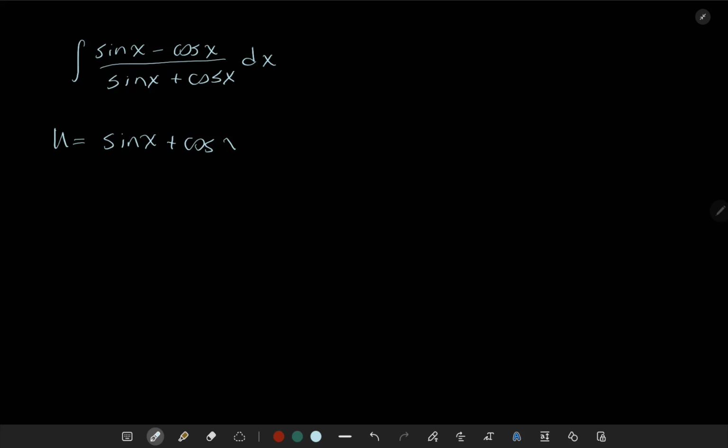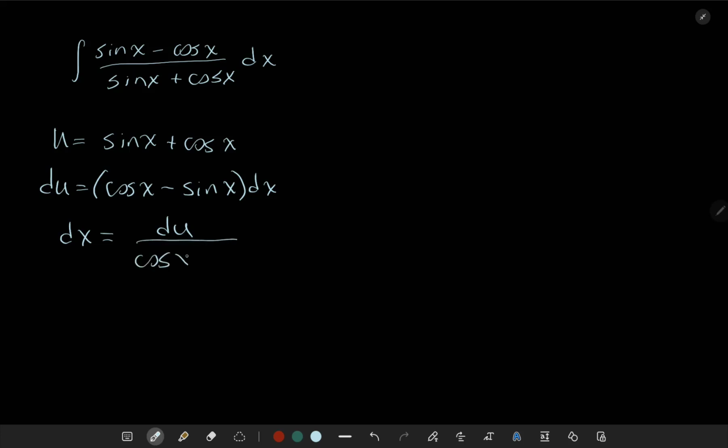And why would we think about that? It's because when you take that derivative, notice that the derivative of the sine is going to be your cosine, and the derivative of the cosine is going to be the negative sine. So this is going to become cosine x minus sine x dx. And now if you solve for your dx, dividing on both sides, you get that dx is going to be du divided by cosine x minus sine x.